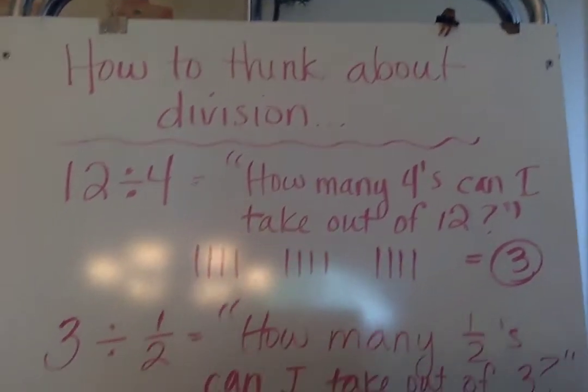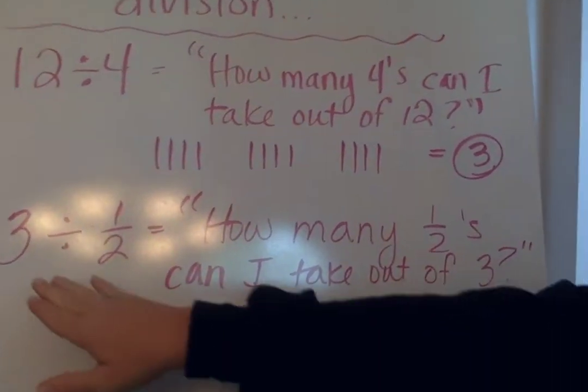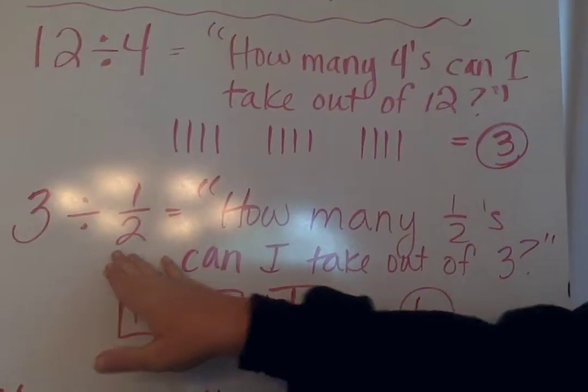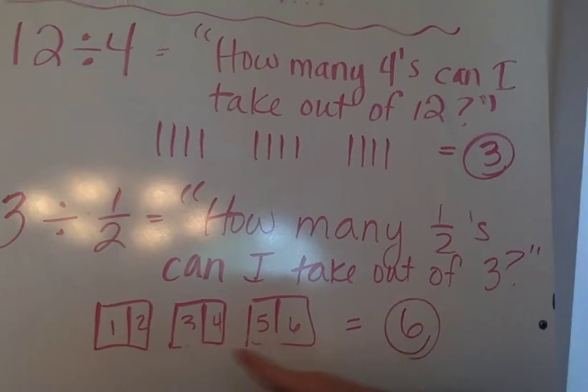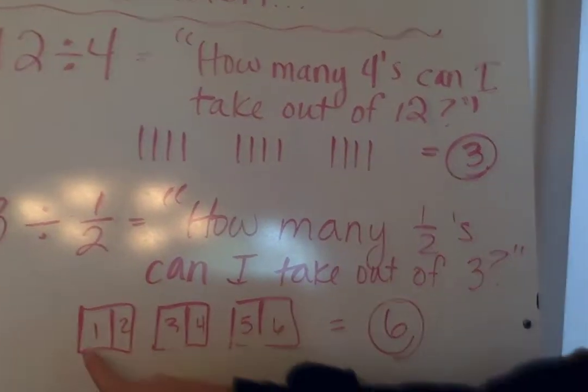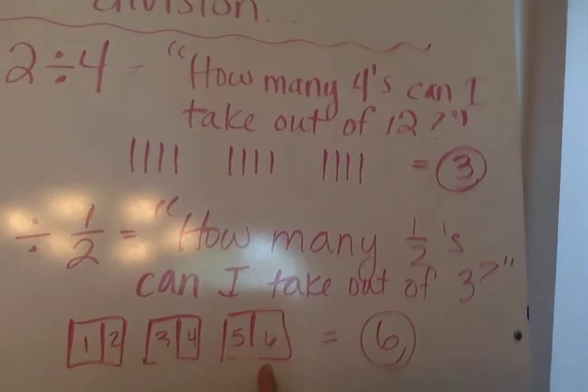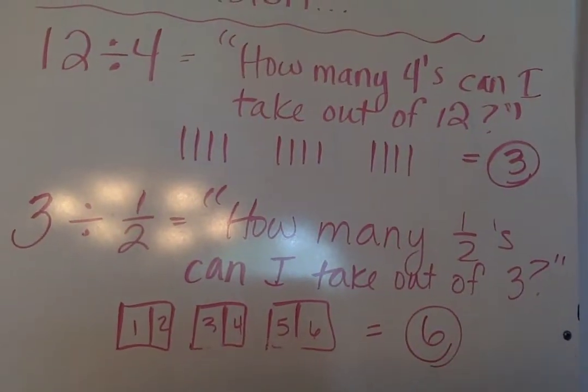Here's another way it looks with fractions like we did. If it's 3 divided by a half, we're thinking, how many halves can I take out of 3? Here's my 3 wholes, and I split them in half, so I can get 1, 2, 3, 4, 5, 6, 6 halves out of 3.